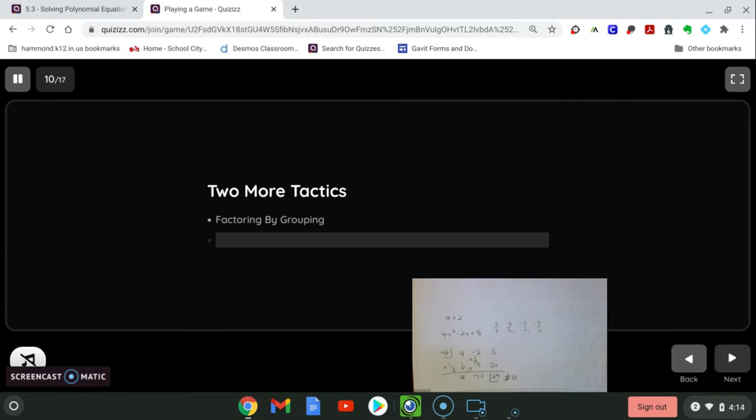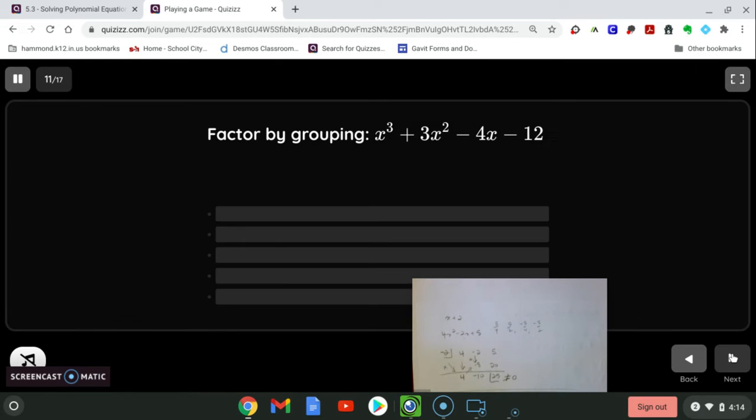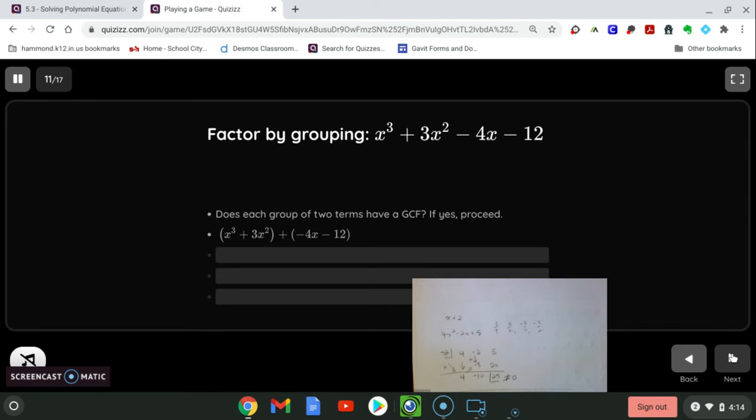So a couple more tactics. One of them is factoring by grouping, and the other is factoring the sum or difference of cubes. So factoring by grouping, you may recall this from Algebra 1. So we're looking at this polynomial, x to the third plus 3x squared minus 4x minus 12. And we're looking to see if each group of two terms has a GCF. So we'll group them up like this, x to the third plus 3x squared, and then the other group is negative 4x minus 12. I can see that in the first grouping, I can take out two copies of x. So x squared is my GCF, the remaining polynomial factor, x plus 3.